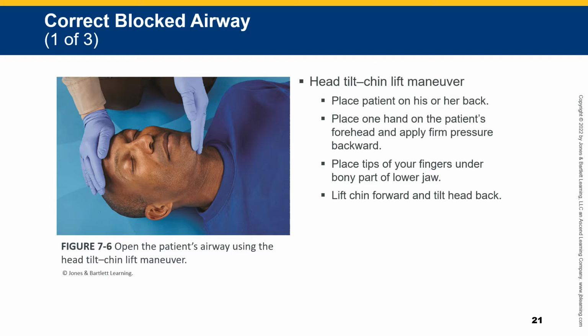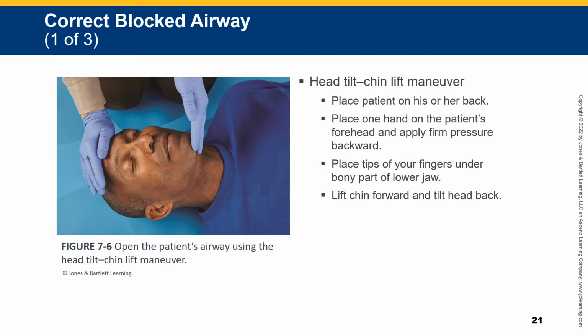Place one hand on the patient's forehead and apply firm pressure backward with your palm. Don't press down on their skull, just use gentle pressure. Put pressure on their forehead and tilt their head back with the palm of your hand, and at the same time place the tips of your fingers with your other hand under the bony part of the lower jaw near the chin, and then lift the chin forward to help tilt the head back. So that's the head tilt, chin lift.